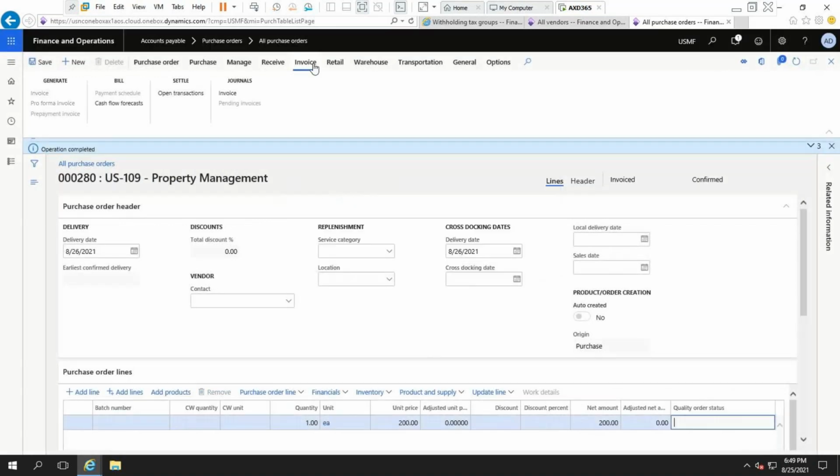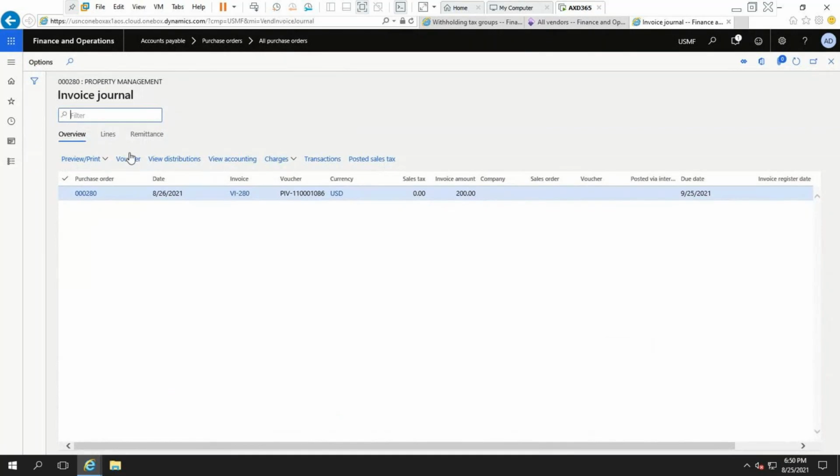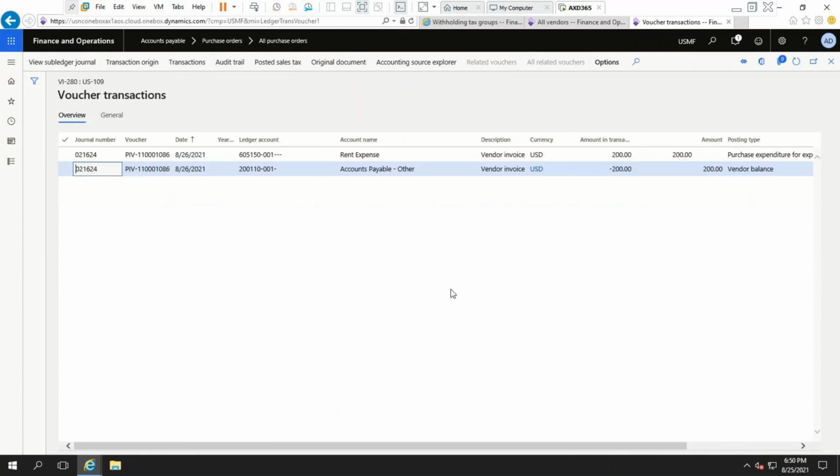So once the invoice is updated, if you verify the invoice value, it is 200. Inventory receipt account debit to vendor account credit, and purchase expenditure for product 0. It will be posted. Okay, there is no item, so that is the reason it is purchase expenditure for product. It is not showing anything.